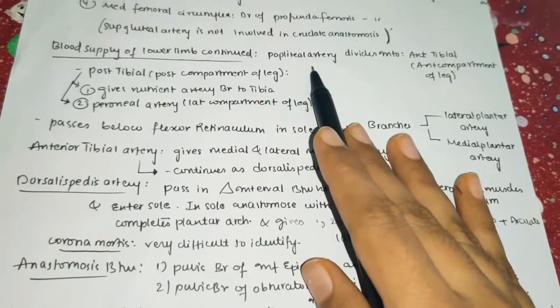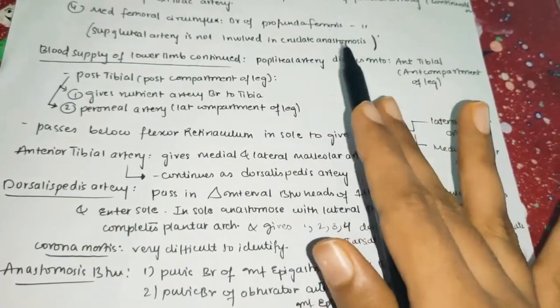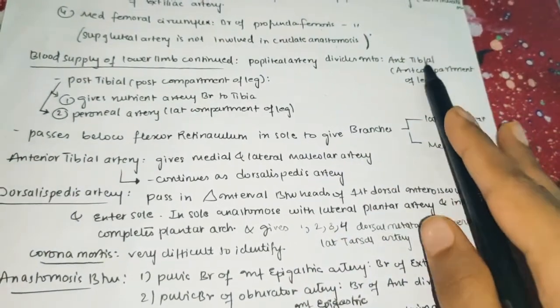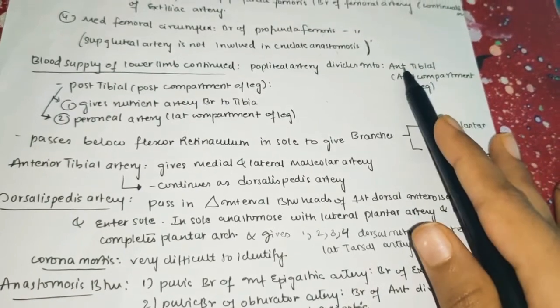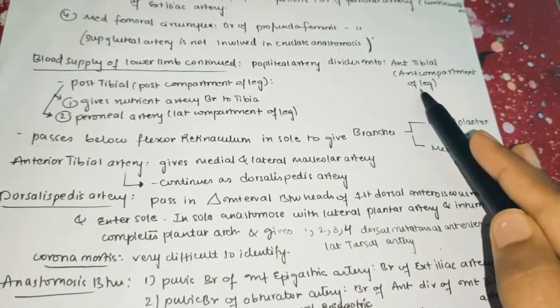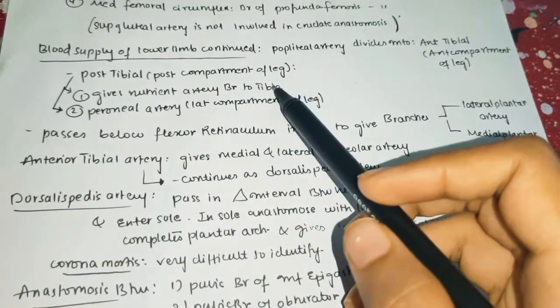So coming to popliteal artery, the femoral artery only in the popliteal fossa will form as popliteal artery. So this popliteal artery will in turn divide into anterior tibial artery and posterior tibial artery. Okay. So anterior tibial artery, according to its name, it supplies anterior compartment of leg. Posterior tibial artery, according to the name, it will supply the posterior compartment of leg.